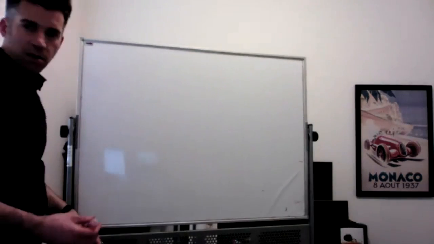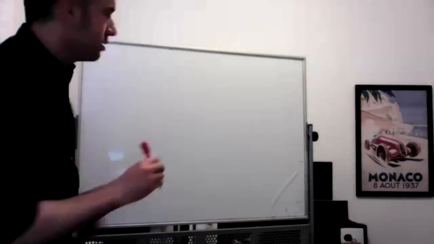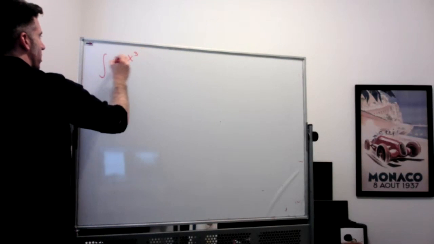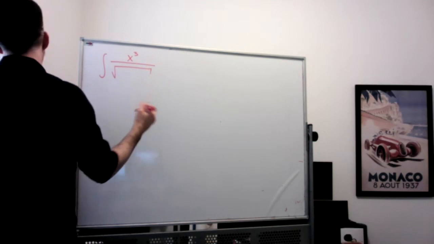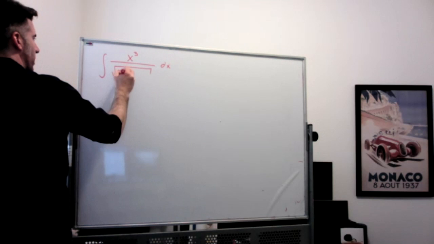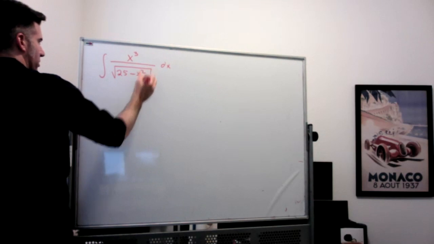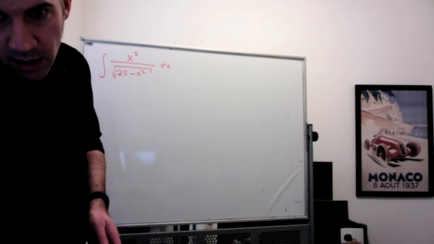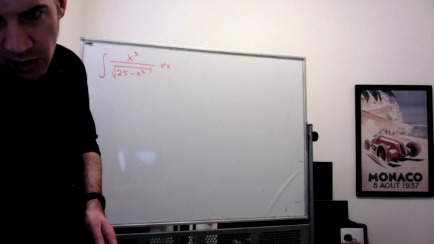So, got 2 more problems to throw at you guys. Let's look at the integral of x cubed over the square root of, let's make it 25 minus x squared. Is that what I want? Yeah, that's what I want, right? Sorry, let me double check.